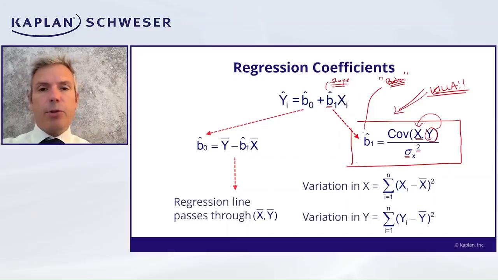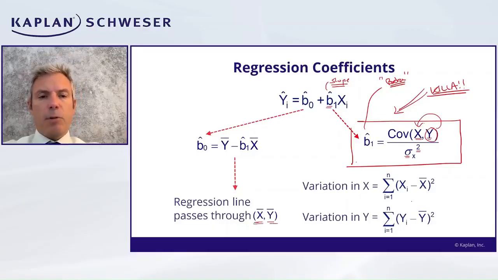Now, on the assumption that your model passes through means, in other words, it passes through x bar and y bar, and that is one of the assumptions of the model, that your line passes through both of the means together.